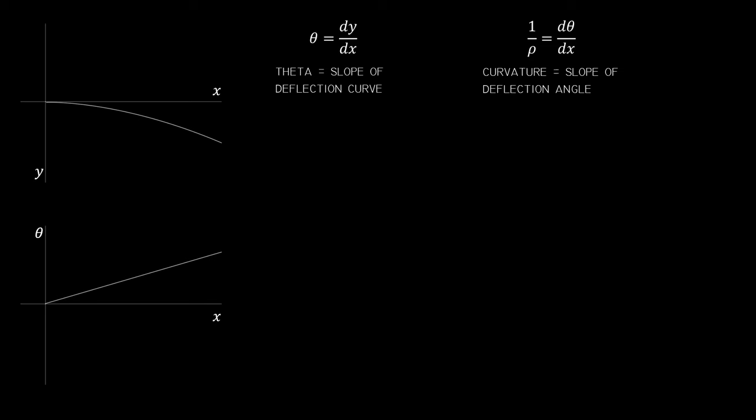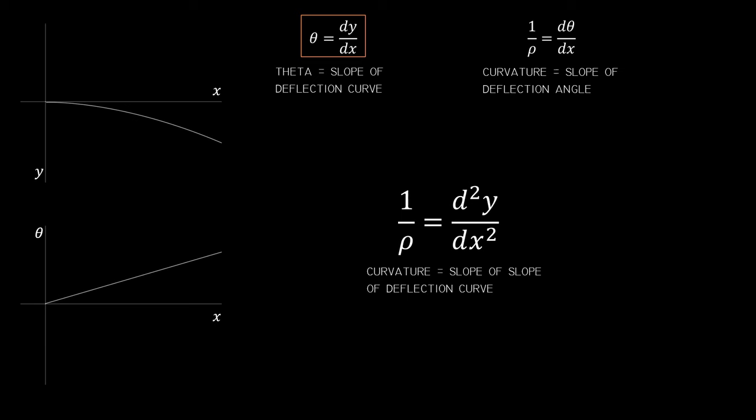Following our result that theta is the slope of the deflection curve, the slope of the new graph, d theta dx, which is the curvature, is the slope of the slope of the deflection curve. We will use this to solve for y.